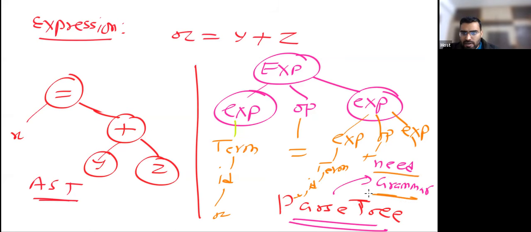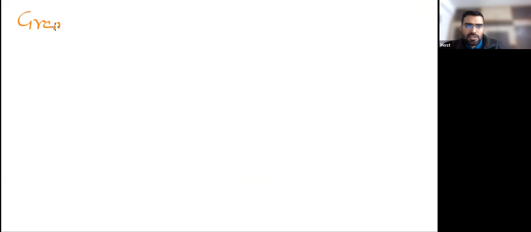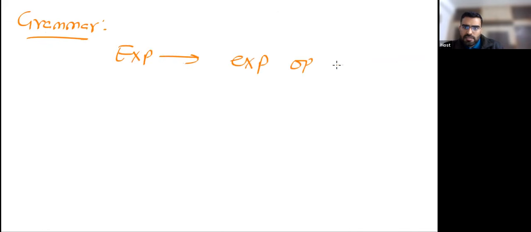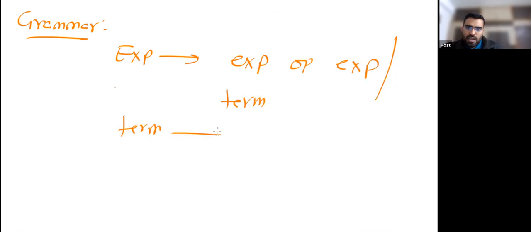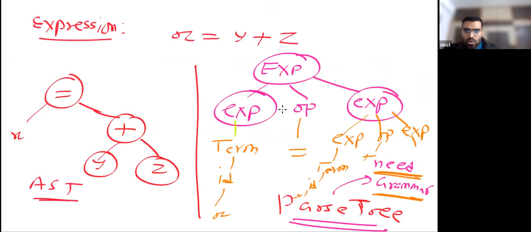Your parse tree needs grammar. Let us assume you already know the grammar. Let's assume your grammar is this: expression can go to expression, operation, expression, and expression can also go to term. And you can see term can go to identifier, something like this. If you have this type of grammar, then this will be your parse tree.